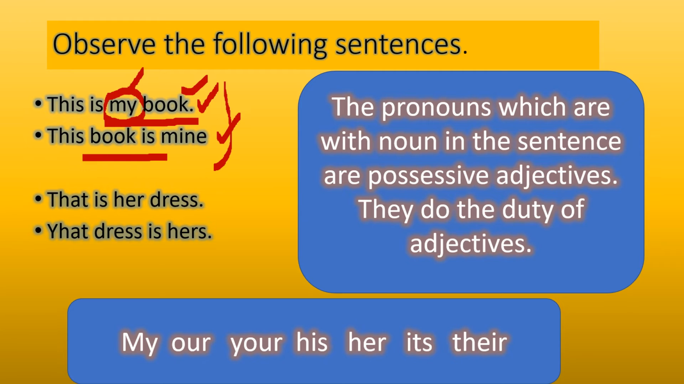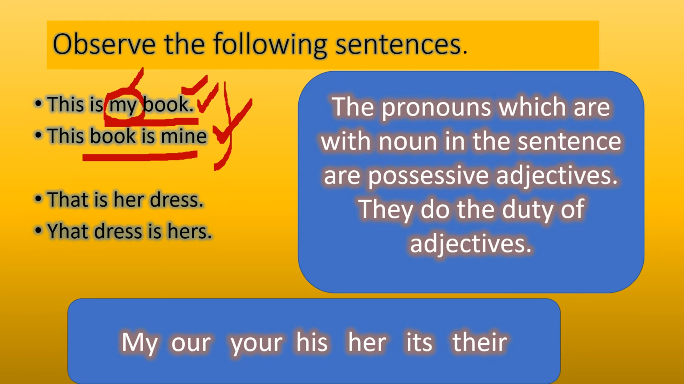Whereas in the second sentence, mine is not describing any noun. So mine is just named a possessive pronoun. So I think you got it. What's the difference between possessive adjective and possessive pronoun? A possessive adjective is linked with a noun in the sentence. A possessive pronoun is not linked with any noun in the sentence.